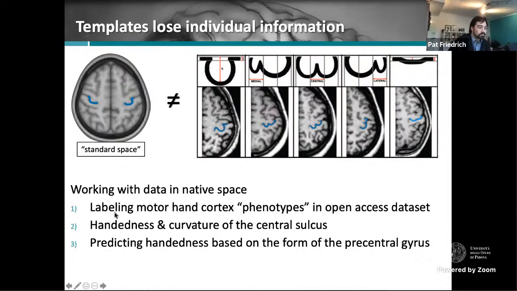One part of our group focused on labeling the motor hand cortex to label phenotypes of them in an open data set for future exploitation by means of machine learning approaches to automatize these phenotypes. Another focus was to see if we can correlate or predict handedness, left and right-handedness, based on the curvature of the central sulcus. And the last focus of our group was predicting the handedness or classification of left and right-handers based on the form of the precentral gyrus itself. As I said, all in native space.